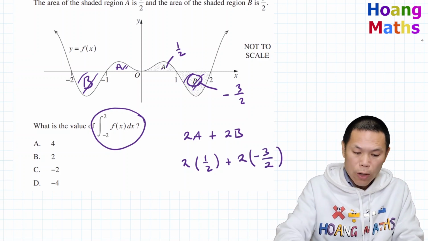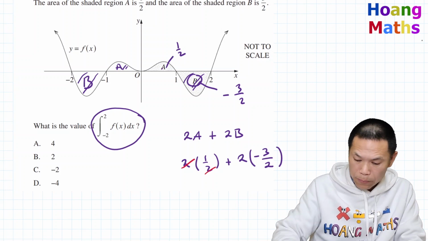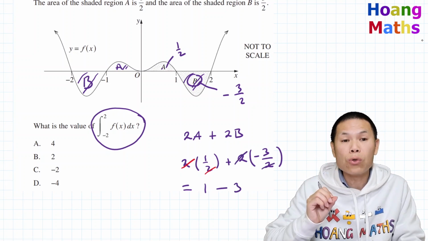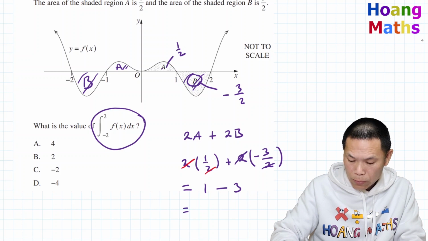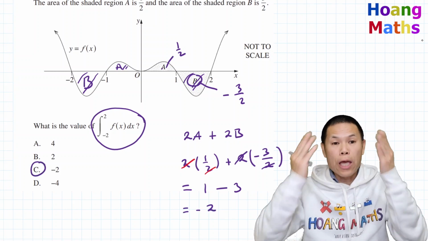Like this. So what I do now is I just cancel this. That gives me 1. And we minus this, cancel out, gives me 3. So 1 minus 3 is negative 2. So therefore the answer should be C. So there you go.